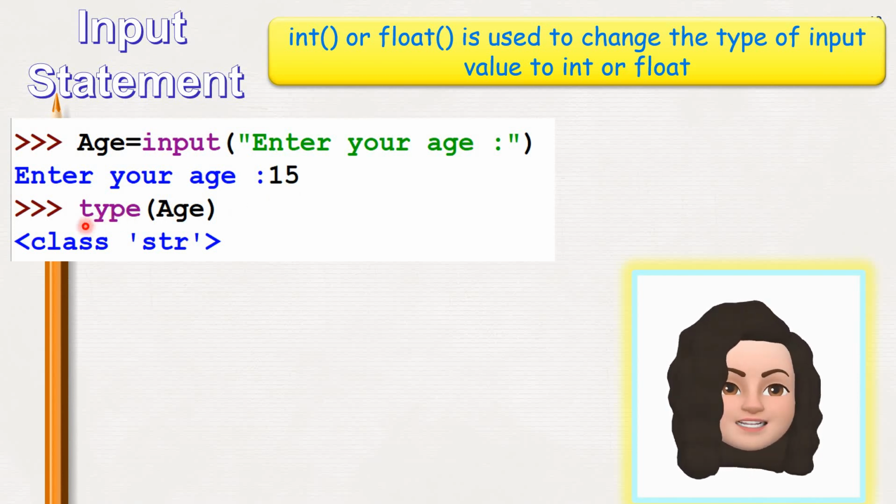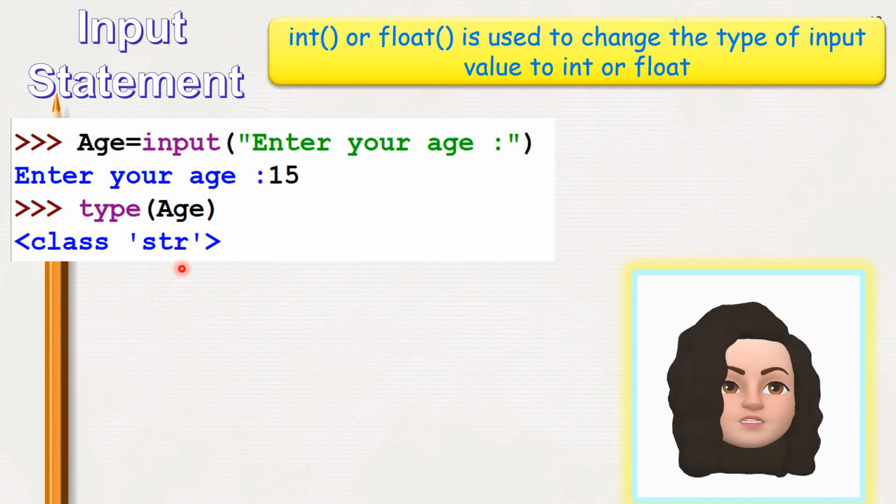So to see the data type, you have to use the function type. Within parentheses, specify the name of the variable, and that variable's data type will be displayed. So type of age: when this statement is executed, it returns the string data type. So the data type of the variable age is str.